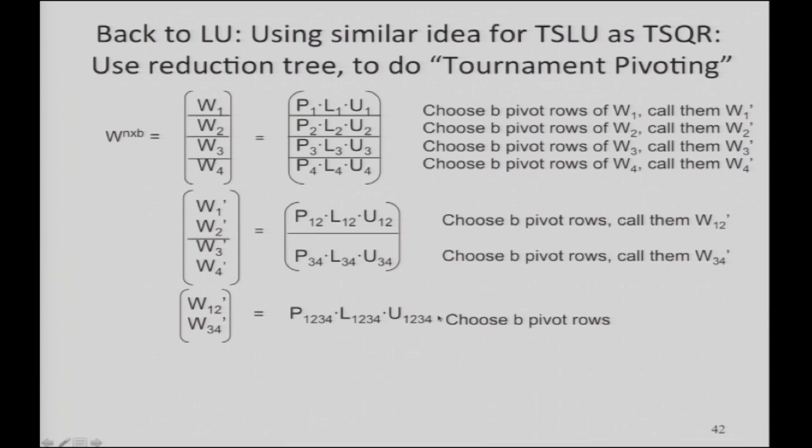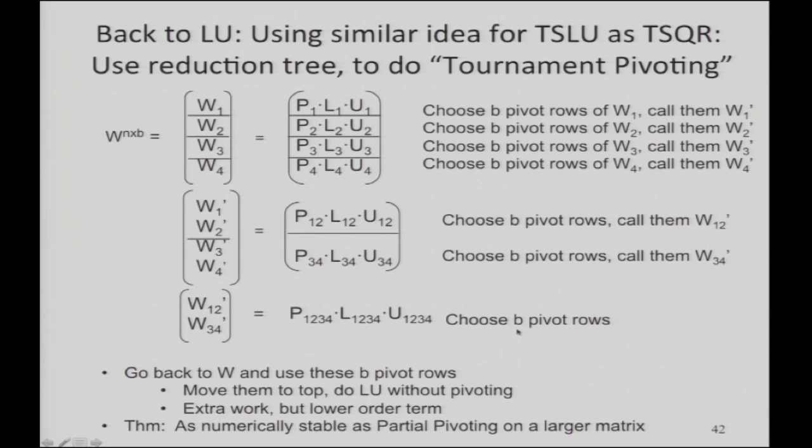Then what I do is I go back to the original data and use those B pivot rows as the original pivots. I put them up on the diagonal, and I do Gaussian elimination without pivoting. This is extra work, but it's a lower order term, and I'll show you we get good speedups. And there's a theorem that says even though it's not partial pivoting, that it's choosing a different set of rows than the normal algorithm would, it is numerically as stable as partial pivoting in a certain mathematical sense that I won't go into detail. So let me tell you how much faster this goes.